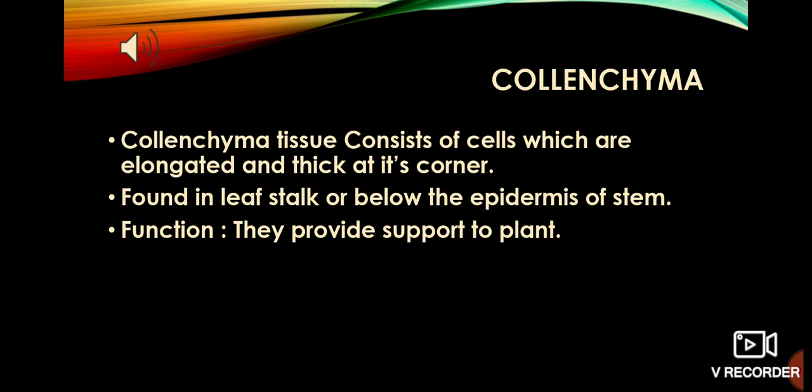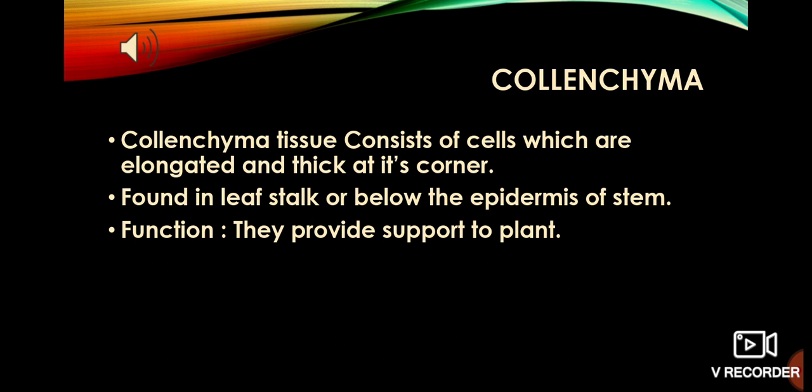And why thick at the corner? They are thick at the corner due to the presence of a type of cellulose known as pectin. Now these cells are mainly found in the leaf stalk. Now what is the meaning of leaf stalk? Those who don't know, from the main branch the stem arises as a sub branch, and from where the leaf emerges, that part is known as leaf stalk.